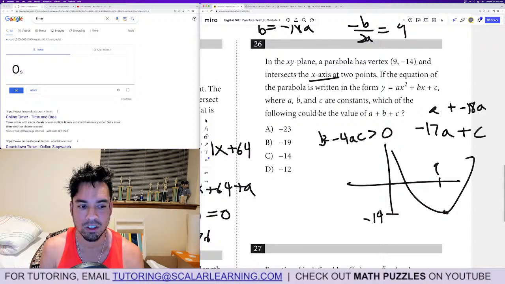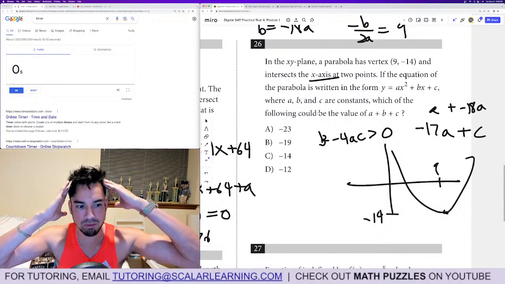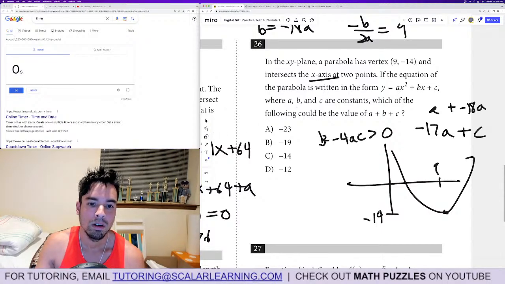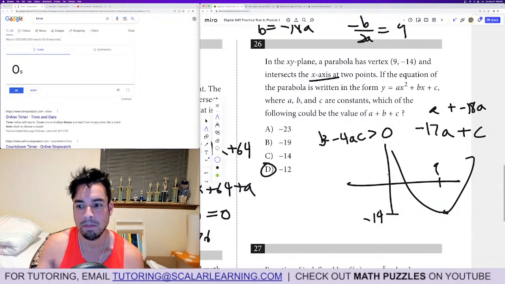And then it says it intersects it twice. But of course, that doesn't help. Oh man, that is tricky. Could the intercept be negative 12? Oh my god, of course, it's negative 12. Yep, I'll tell you why.